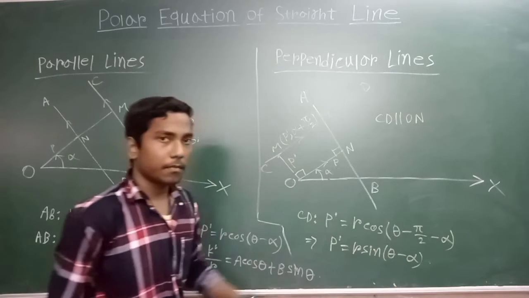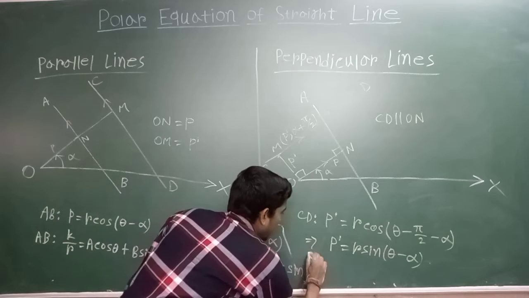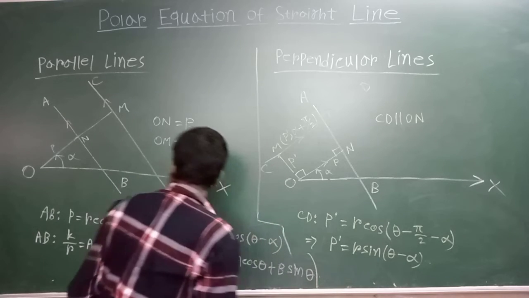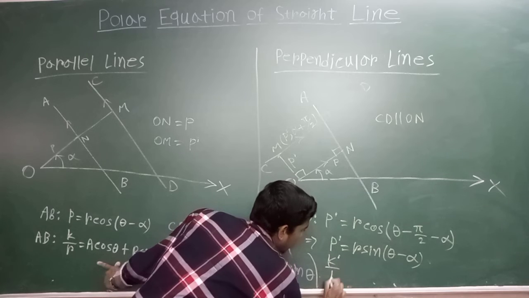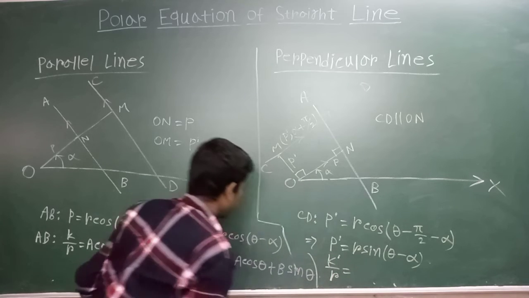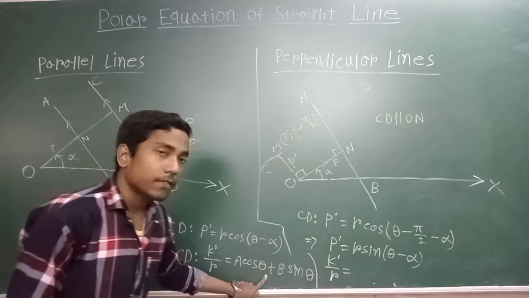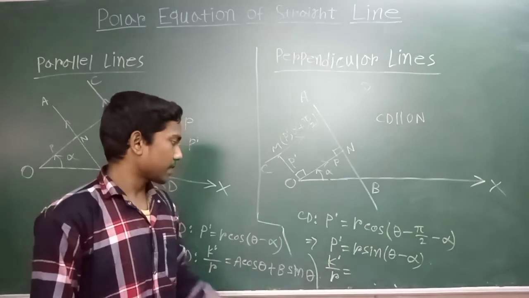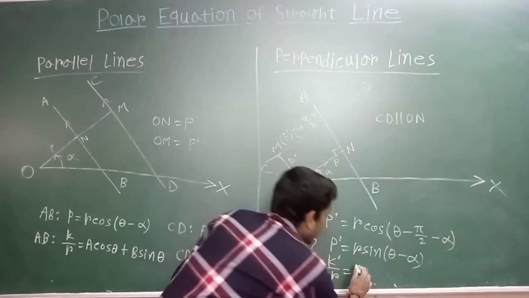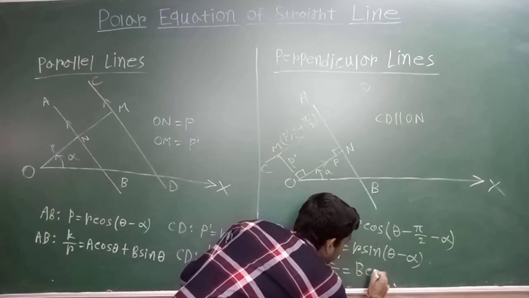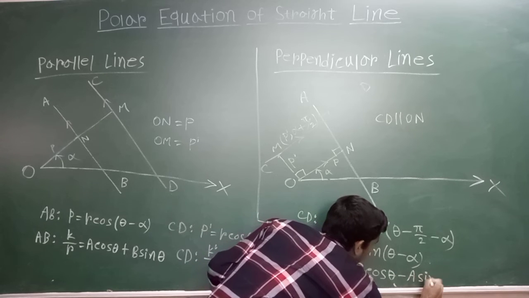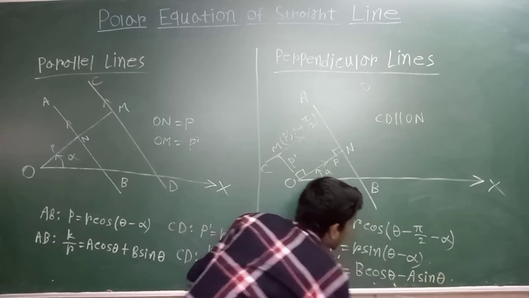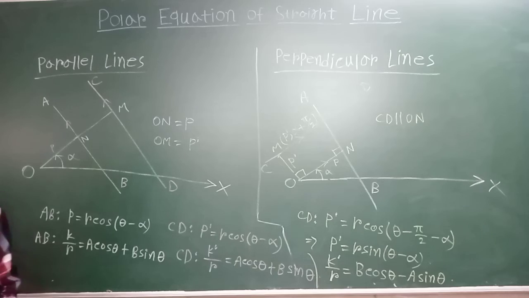This is the polar form, and in general form we will write k dash/r = ..., in place of theta we will just write theta plus pi/2. So we will get B cos theta minus A sin theta. Okay, this is the required equation.